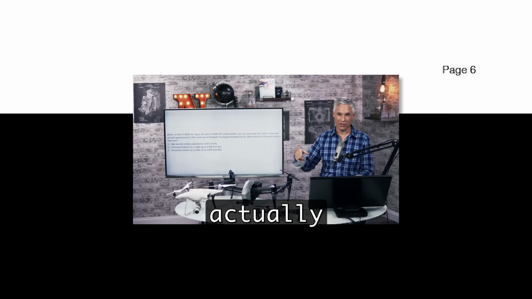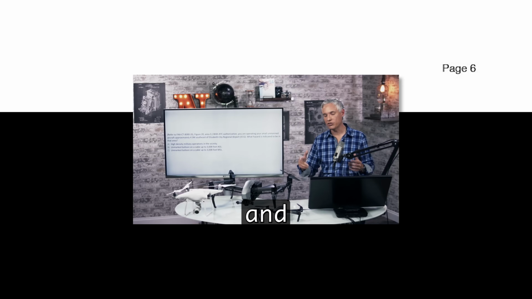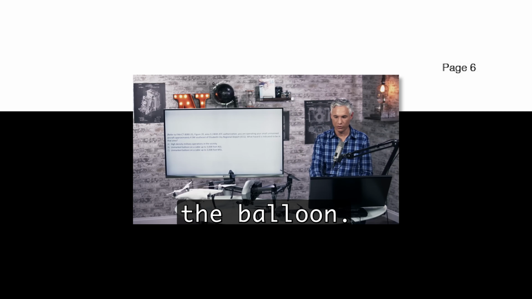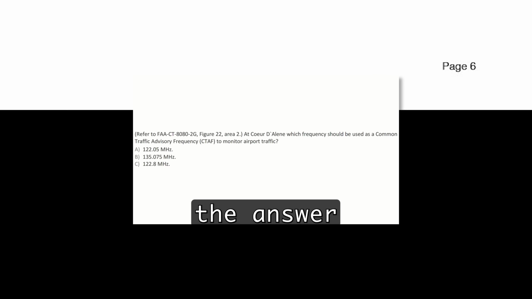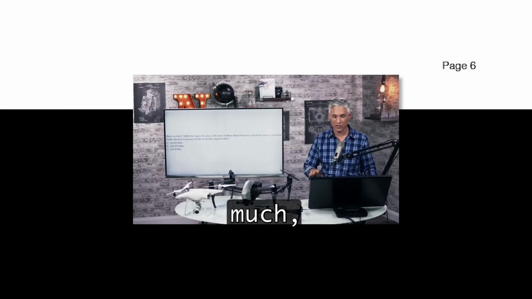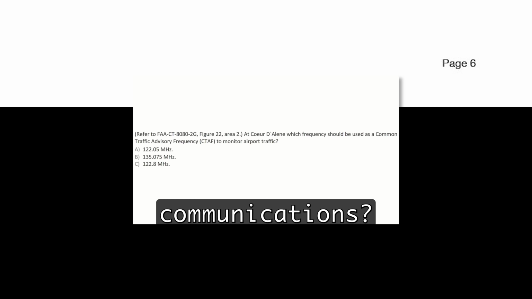Just know that when you actually find the location on the chart, there's going to be a picture of a parachuting guy or a balloon, and sometimes there'll be a note that just says balloon. I'll give you links to these practice tests so you can actually take them. I don't want to give away the answers to the actual practice test so much because I want you to actually work through it. So at another airport, which frequency should be used for CTAF communications?